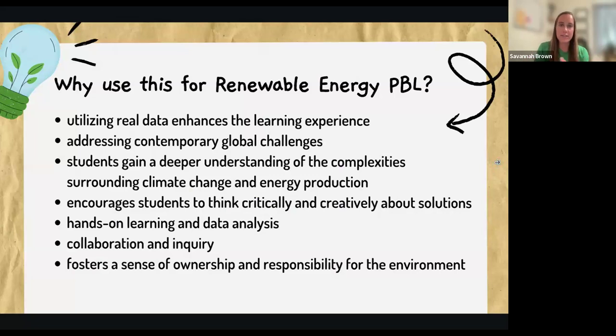Okay, so why are we going to use all this data in these resources for PBL? We are utilizing real data to, most importantly, enhance this learning experience for students. Students want to have ownership in what they are learning. They need to have buy-in. They have to have why. Why am I learning this? Why does it matter to me? Otherwise, you start talking about all of these big words in renewable energy, and they stop listening if you are trying to use direct instruction. They need to be out there and learning it themselves. So it's going to enhance their learning experience.